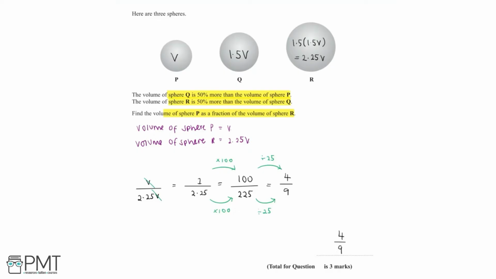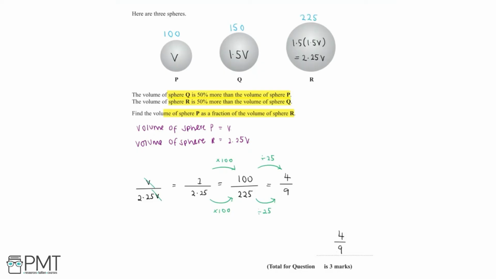Now there were slightly different ways that we could have approached this question. We used an algebraic approach, but what we could have done is use numbers. We could have said that the volume of sphere P is equal to 100, and knowing that the volume of sphere Q is 50% more than the volume of sphere P, we could have said that the volume of sphere Q would be 100 multiplied by 1.5, which is equal to 150. And then knowing that the volume of sphere R is 50% more than the volume of sphere Q, we could have said that the volume of sphere R would be 1.5 multiplied by 150, which would leave us with 225.